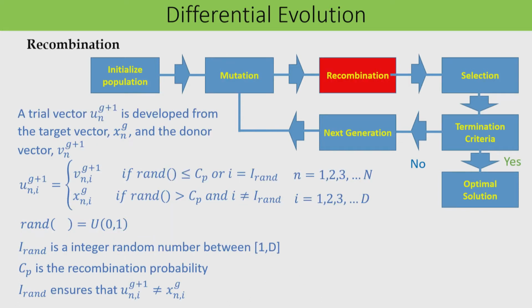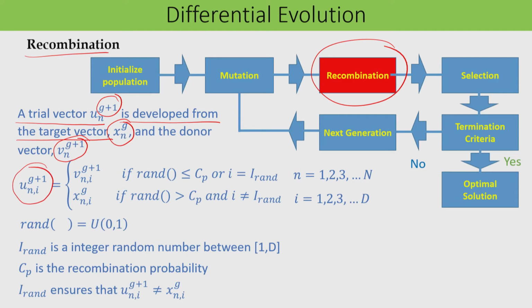Now, the next step is recombination. In this case, a trial vector u_i,G+1 for the next generation is developed from the target vector and the donor vector. So, this is the target vector, and the donor vector I have generated for this particular target vector. Using these 2, I am trying to get a new vector, and we call it trial vector.